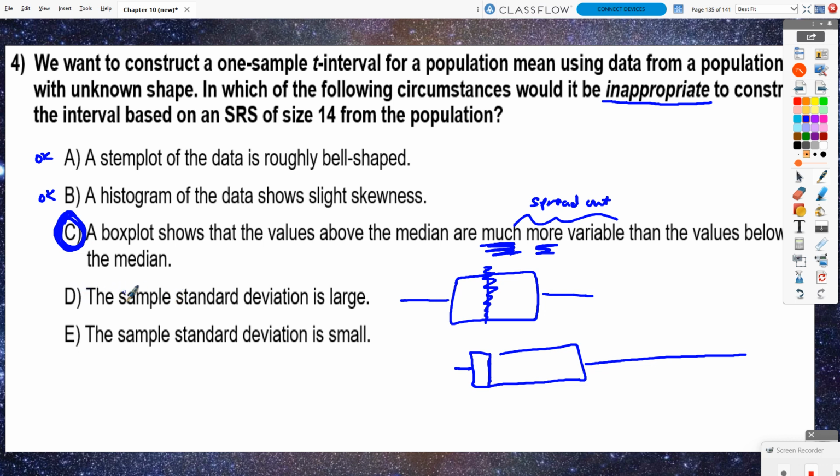Now, D, the sample standard deviation, that would be our s, or in the calculator Sx, is large. Well, we don't need the sample standard deviation to be large. We really need the sample size to be large, right? So it doesn't make it inappropriate if the sample standard deviation is large. There is no criteria on whether it should be small or big or any value in between. So this is just kind of a dumb answer. It's not inappropriate. And the sample standard deviation is small. Again, who cares if it's too big or too small? That has no bearing on whether we should do a confidence interval or not.